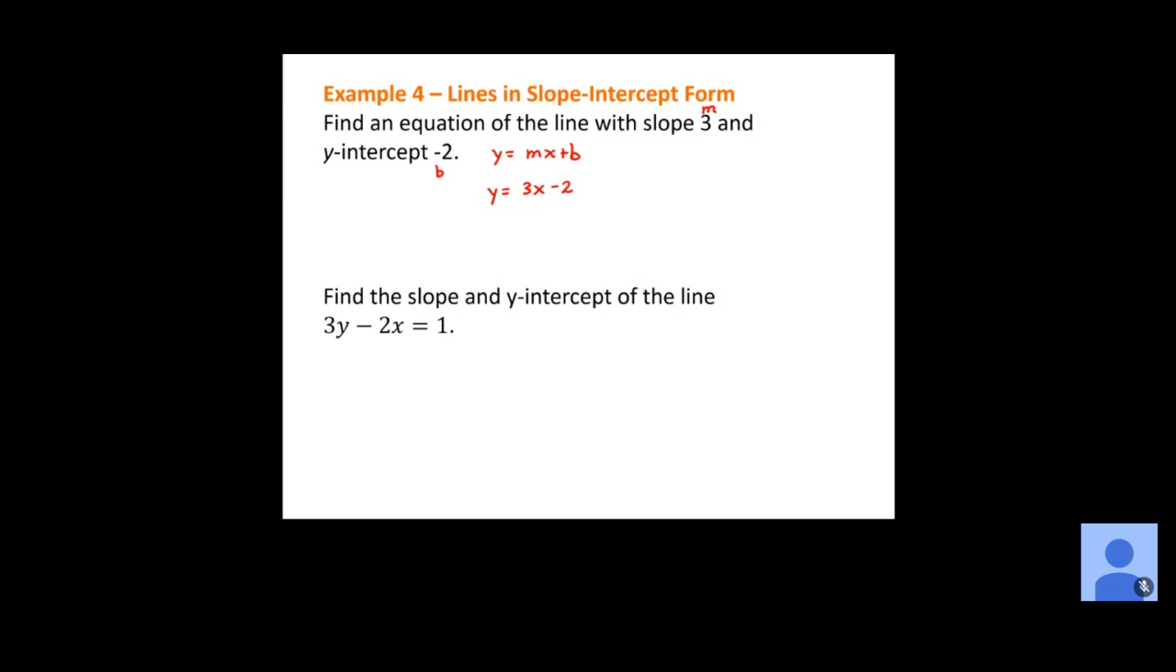Now the next one's asking us to find the slope and y-intercept. So the first thing we've got to do is get it in slope-intercept form, which means we need to get y by itself. Well, to do that, I need to move this -2x. So I'm going to add 2x to both sides of my equation.